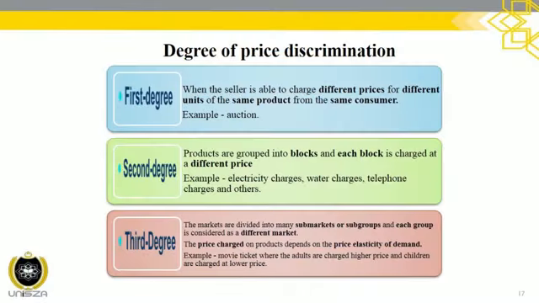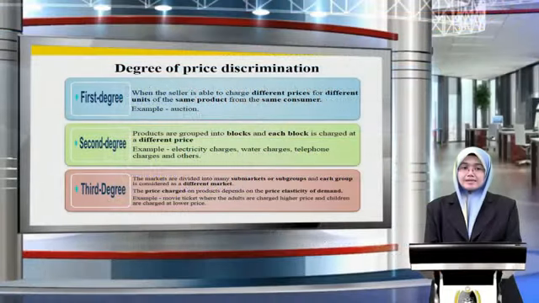Second degree price discrimination means charging a different price for different quantities, while third degree price discrimination means charging a different price to different consumer groups.